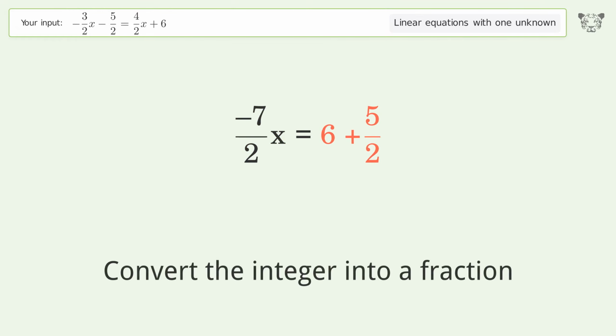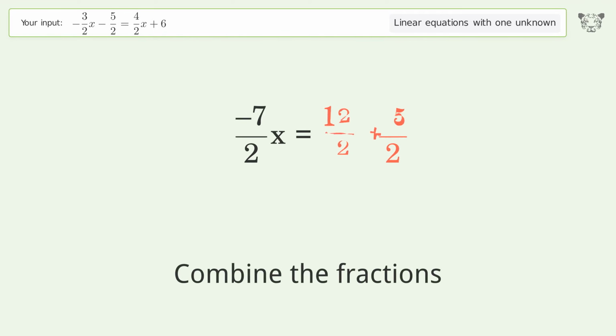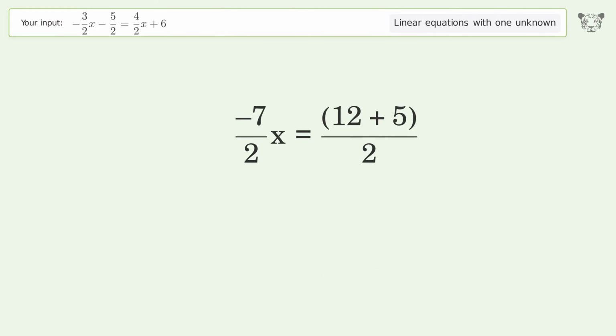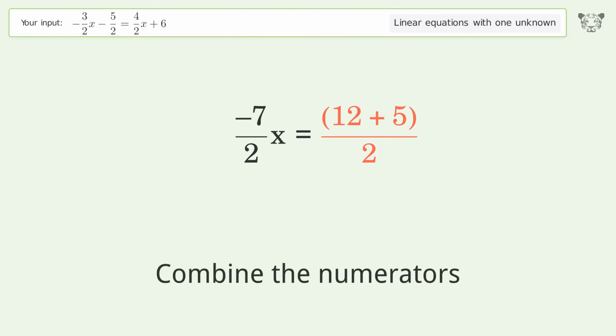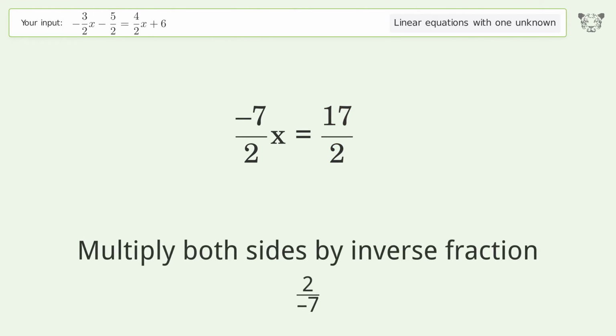Convert the integer into a fraction. Combine the fractions. Combine the numerators. Isolate the x. Multiply both sides by inverse fraction 2/7.